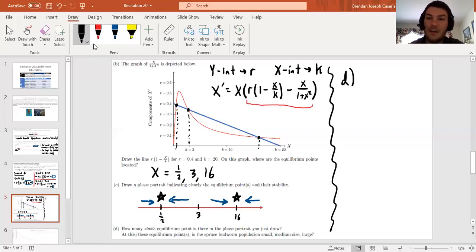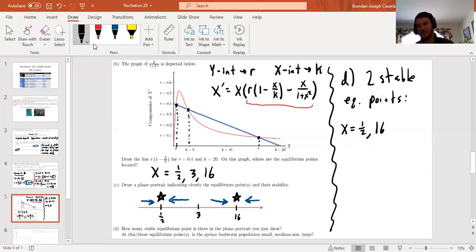And so for part D, we have 2 stable equilibrium points. X equals 1/2 roughly, and 16 roughly. Again, these numbers that I'm getting are estimations. They ask, is the population small, medium size, or large? It seems that 1/2 is going to be small in this context, and 16 is all the way out here. That's going to be large in this context.